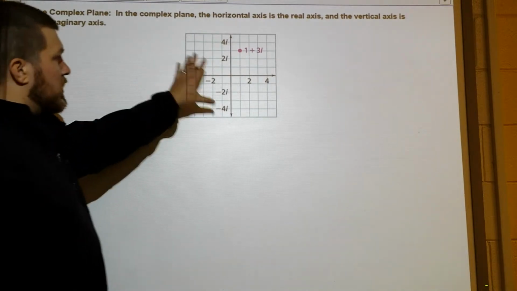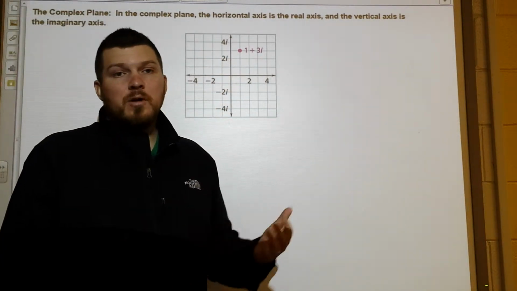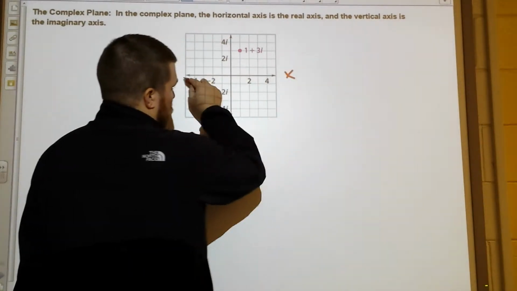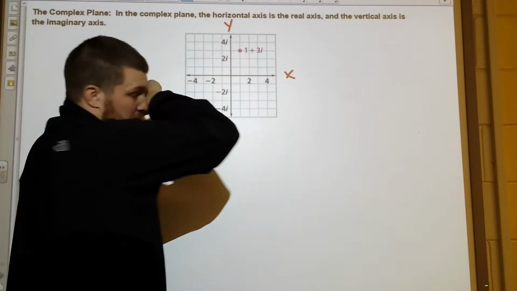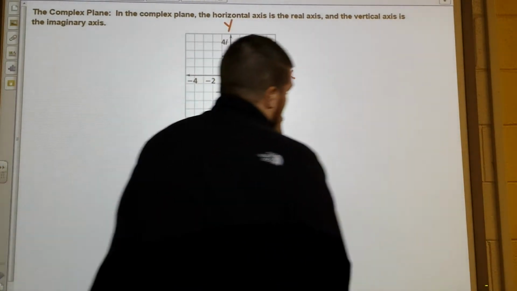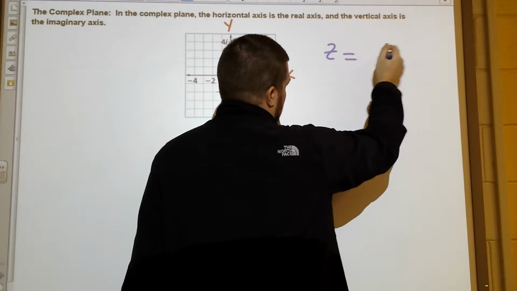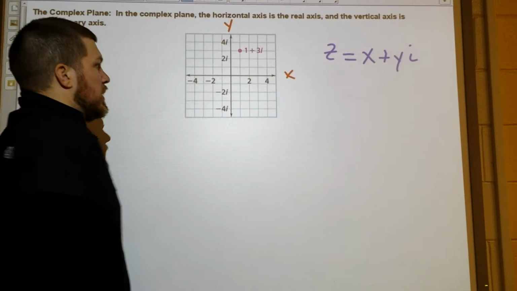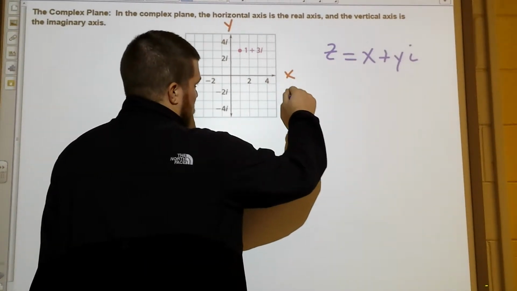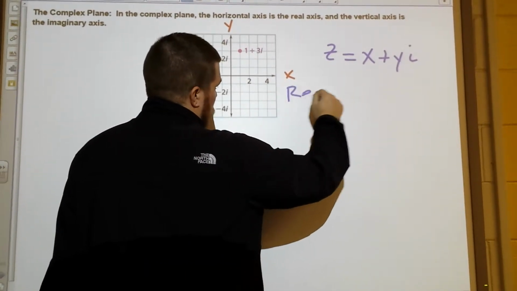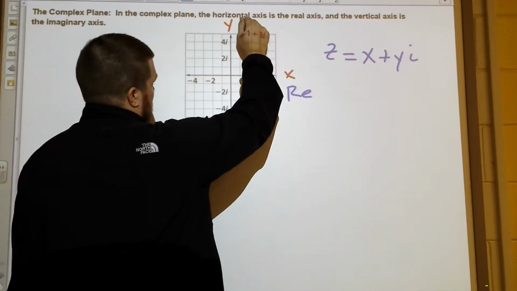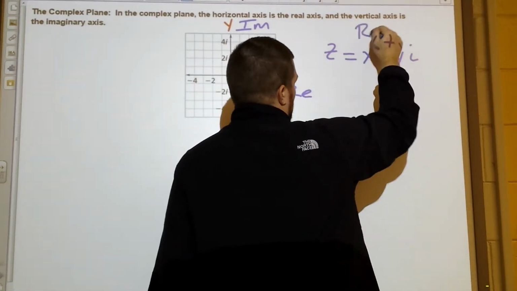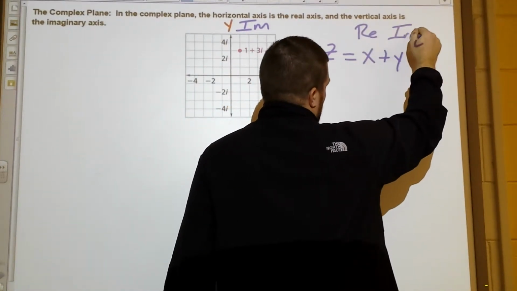The complex plane looks a lot like the coordinate plane that we're all familiar with. In the coordinate plane we have the x-axis, which goes from left to right, and the y-axis, which goes up and down. Remember, our complex number, which we typically call z, is the same thing as x plus yi. So in the complex plane, our x-axis becomes the real axis, and our y-axis becomes the imaginary axis, because x is the real part and y is the imaginary part.